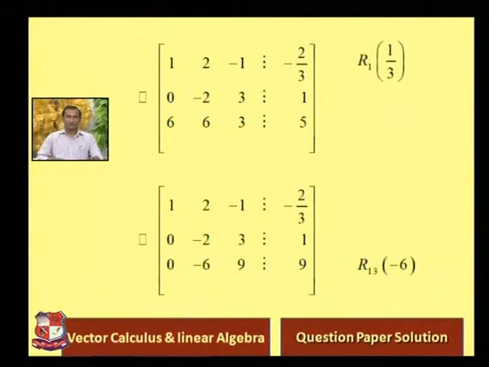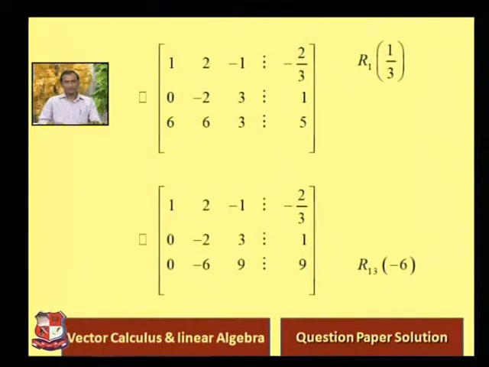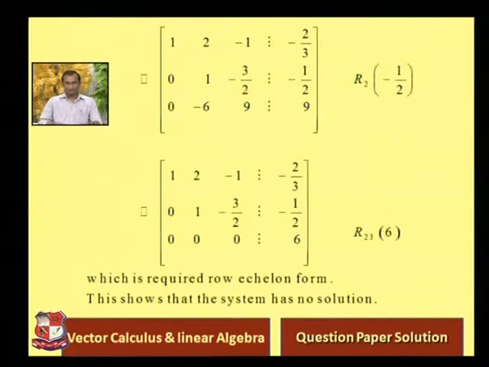Now here the leading one is in the first row, first column. So using this leading one, convert the remaining column elements to 0. Here the second is already 0, so only convert the last row element of the first column using the row operation R3 → R3 − 6R1. That means the last row becomes 0, -6, 9 and 9.